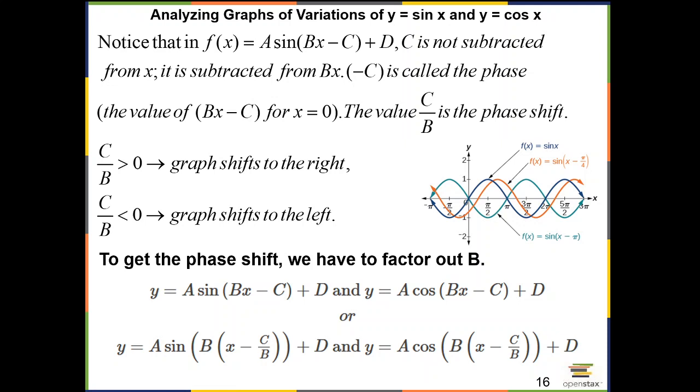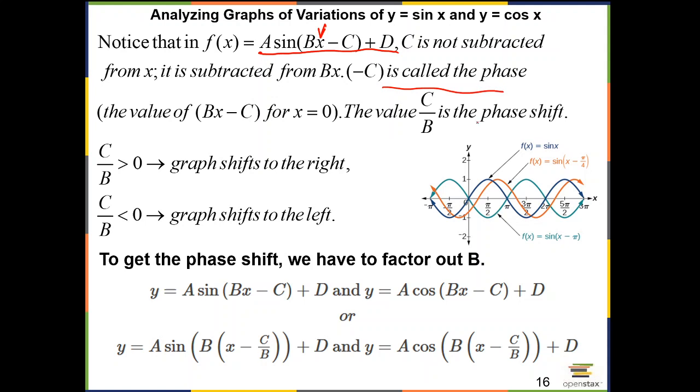Notice that in this function right here, c is not subtracted from x, it is subtracted from bx. So negative c is called the phase, but that is the number that you get if x is 0. So if x is 0, you get the phase, which is negative c. But that's not what we are interested in.